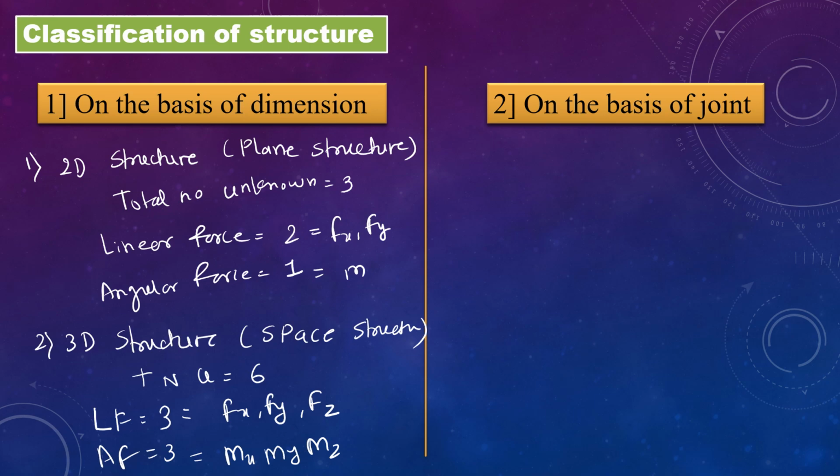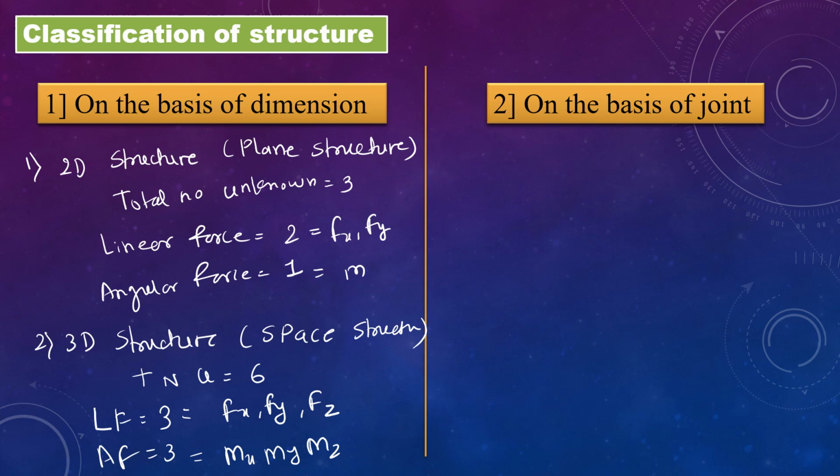On the basis of dimension, 2D and 3D. 2D is known as a plane structure, 3D is known as a space structure. 2D consists of 3 unknowns, 3D consists of 6 unknowns. In 2D, linear are 2, angular is 1, and in case of 3D, linear are 3, angular are 3. Then second, on the basis of joint.